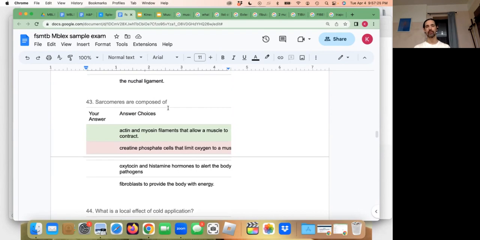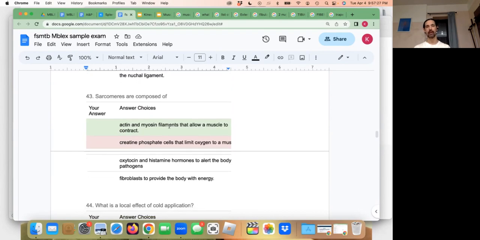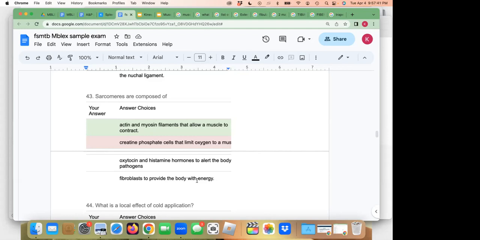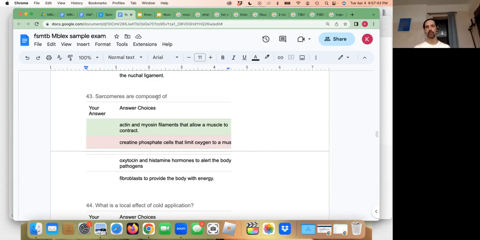Sarcomeres. Sarcomeres are composed of what? Actin and myosin filaments that allow muscles to contract. Creatine phosphate cells that limit oxygen to a muscle. Oxytocin and histamine hormones to alert the body to pathogens. Fibroblasts to provide the body with energy. Sarcomeres are composed of what?